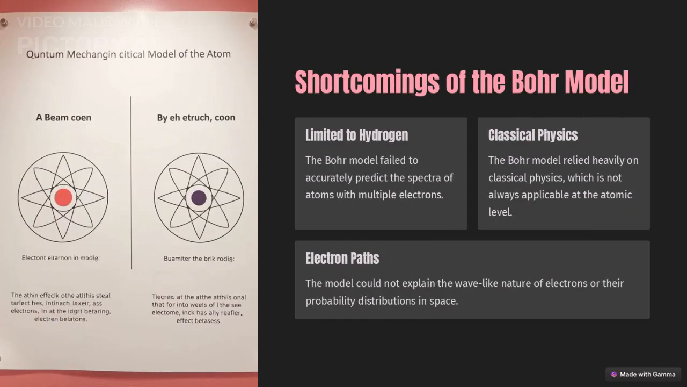The Bohr model failed to accurately predict the spectra of atoms with multiple electrons and relied heavily on classical physics, which is not always applicable at the atomic level. Additionally, the model could not explain the wave-like nature of electrons or their probability distributions in space.